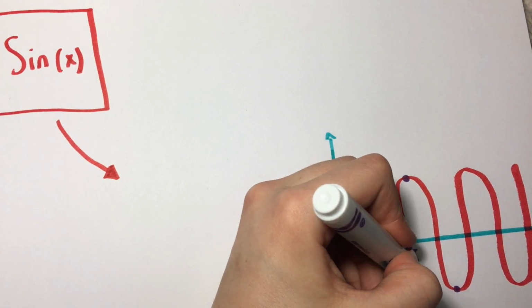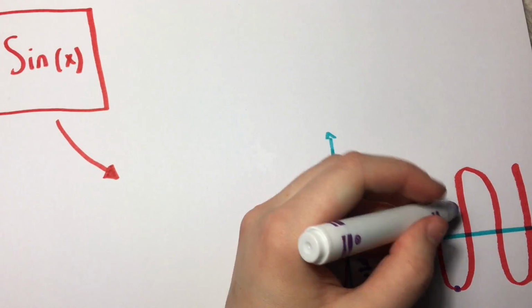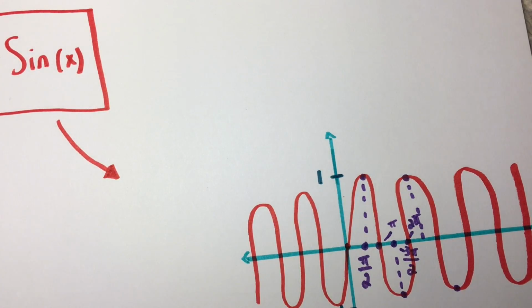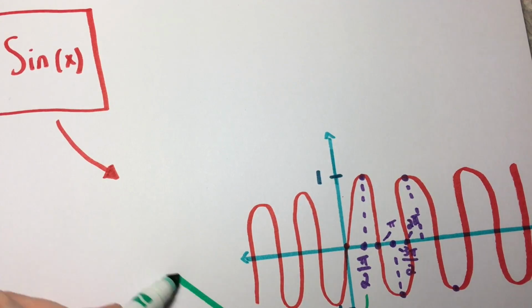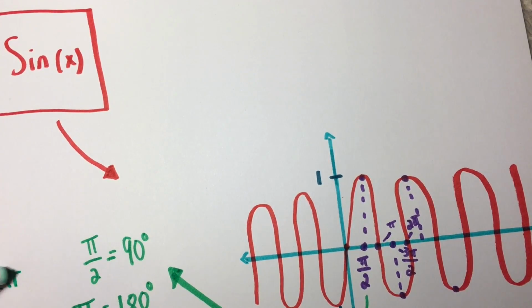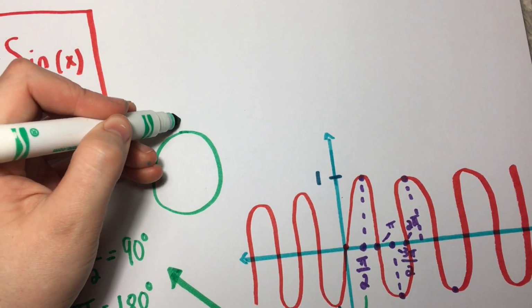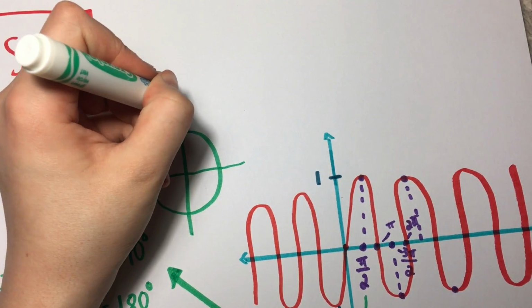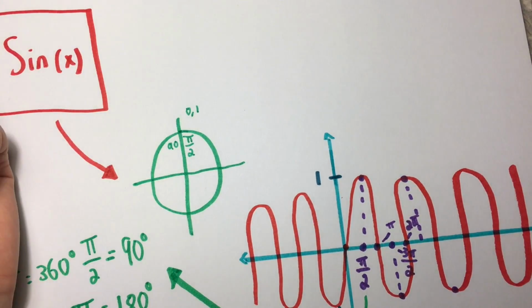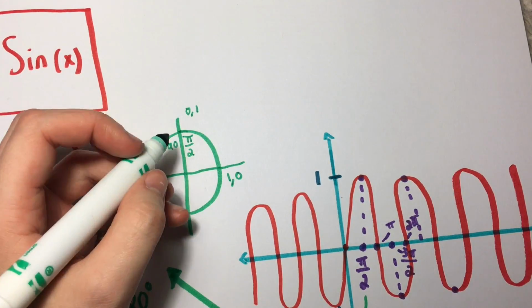As you can see, each of these values, pi over 2, pi, 3 pi over 2, and 2 pi, all relate to a certain number of degrees. For instance, pi over 2 is 90 degrees, or pi is 180 degrees. So each of those relates to a certain number of degrees, which then corresponds to our unit circle. And if you think about it, each one of these wavelengths represents a radian on the unit circle, as you can see here in this picture.